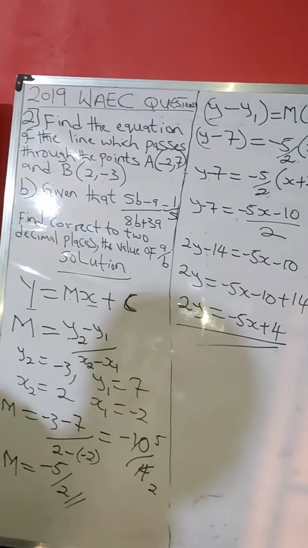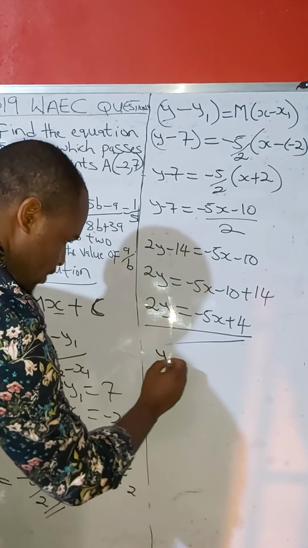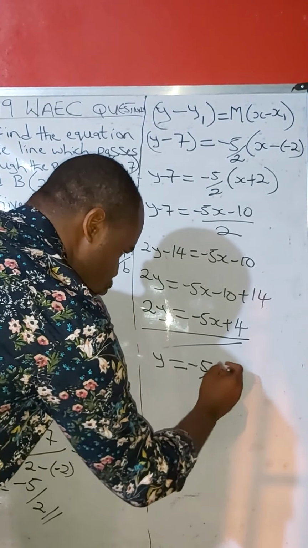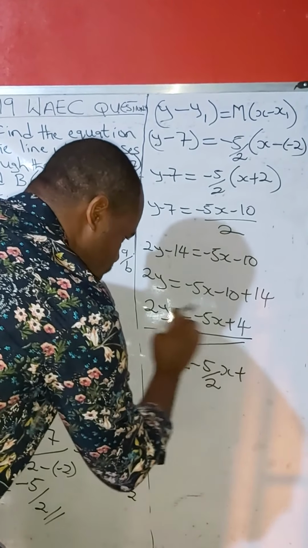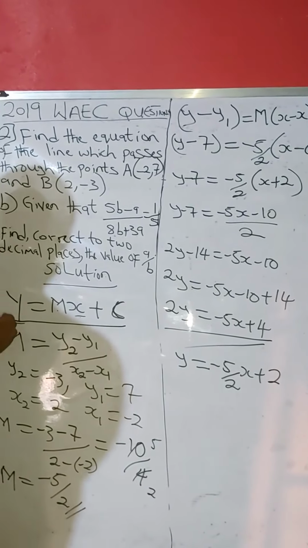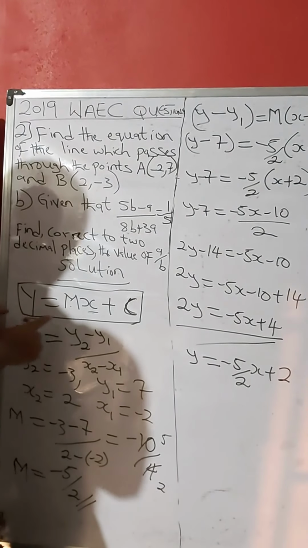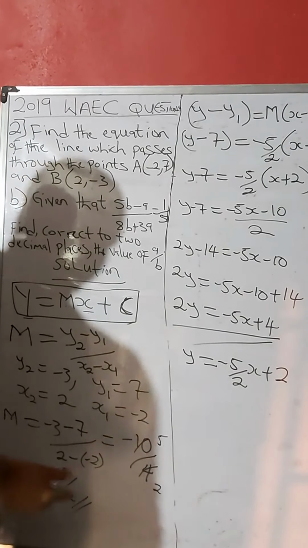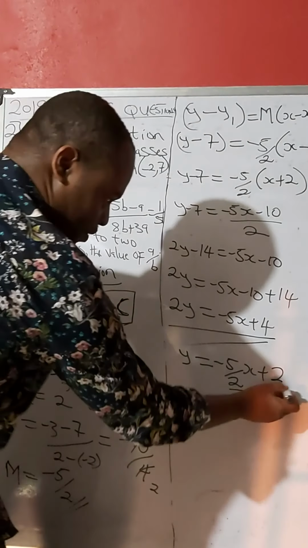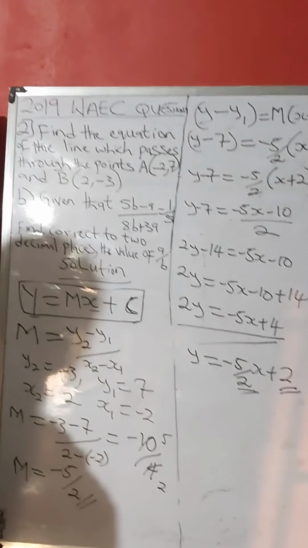Now you can decide to write the equation by dividing everything here by 2, so that you'll be having y = -5/2 x + 4 divided by 2, which is 2. So we've represented it in the form of the general equation for a straight line, y = mx + c. This is my y, this is my m, which is what we calculated, and our constant c is 2. Alright, that is the answer.